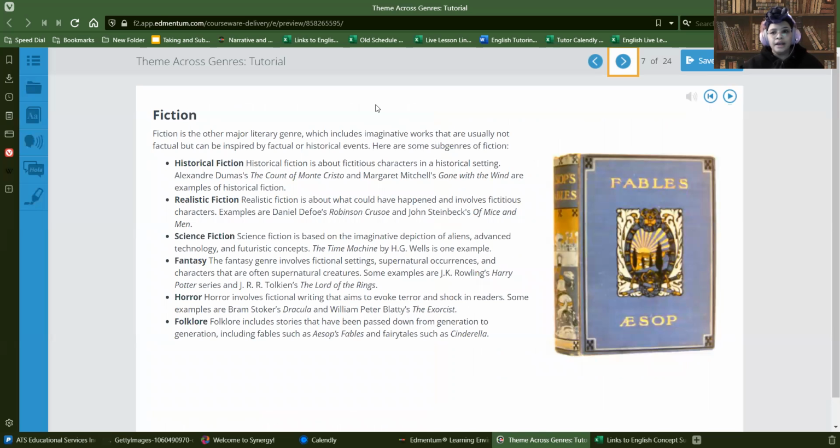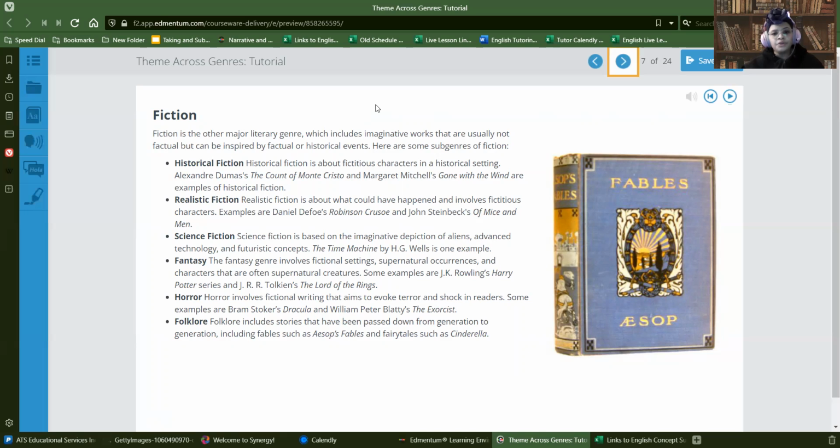The second big category is fiction. Fiction is the other major literary genre, which includes imaginative works that are not factual, but can be inspired by factual or historical events. So then they go over some of those genres. And I know that you've heard of a lot of these. We're going to start from the bottom and move up.